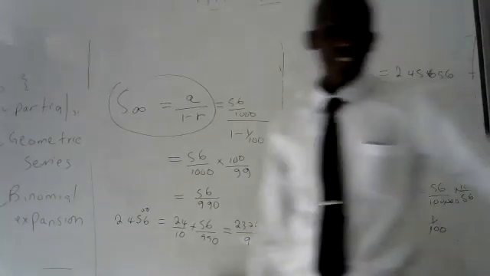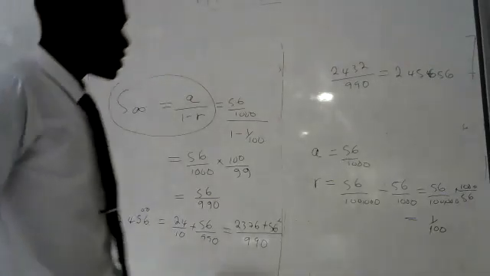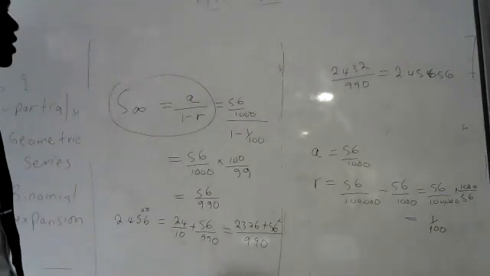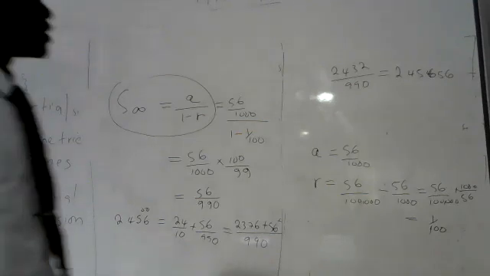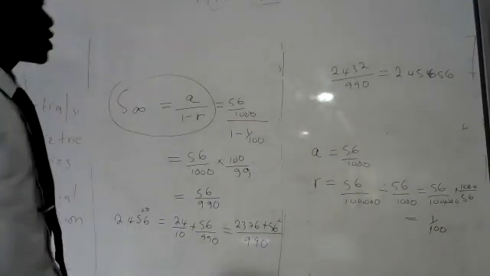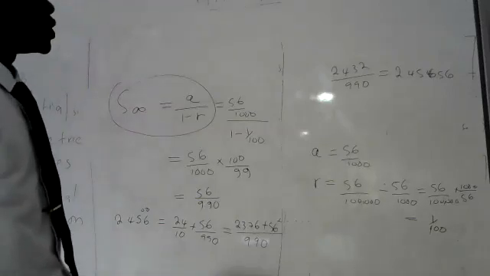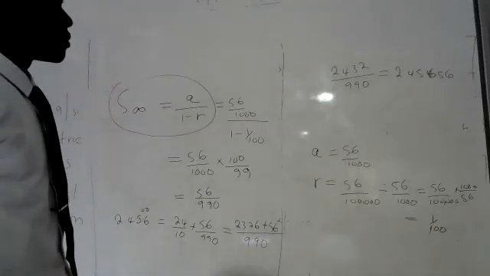Excuse me, sir, when you calculated that after you got 2432 over 990, do you have to leave it at that, or can you leave it as a mixed fraction? There's no problem. You can leave it as you wish. Okay.